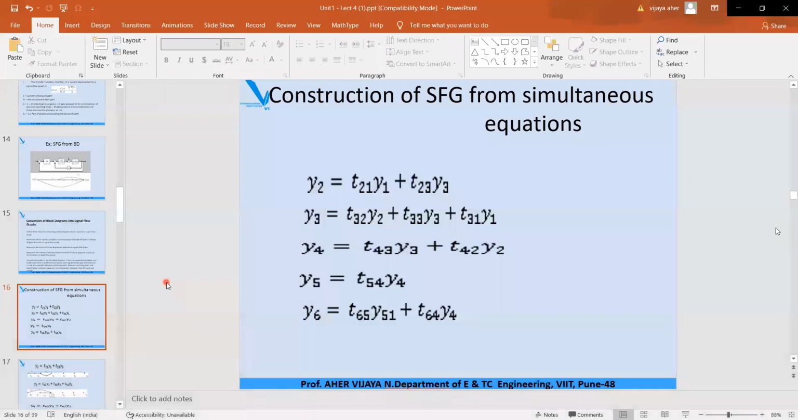Now, students, you have seen how to draw a signal flow graph from a block diagram. Now we have to draw a signal flow graph from simultaneous equations. Second, construction of a signal flow graph from simultaneous equations. Now these are the simultaneous equations given. The first equation is y2 equal to this, y3 is equal to this, y4 is equal to this, y5 and y6. You must have noticed that y1, y2, y3, y4, y5 and y6 are nothing but nodes.